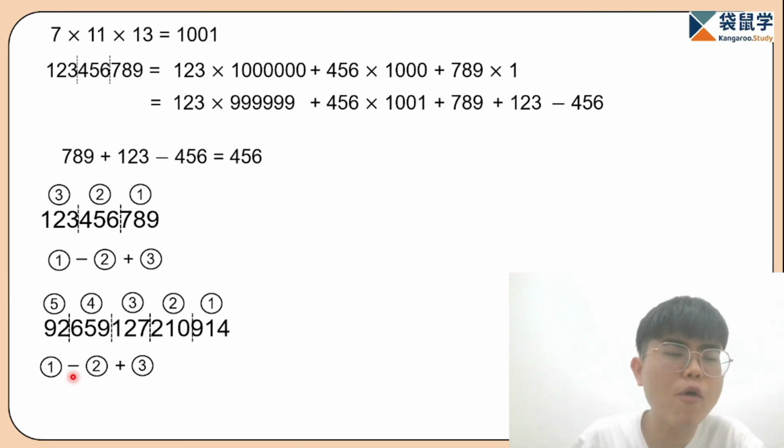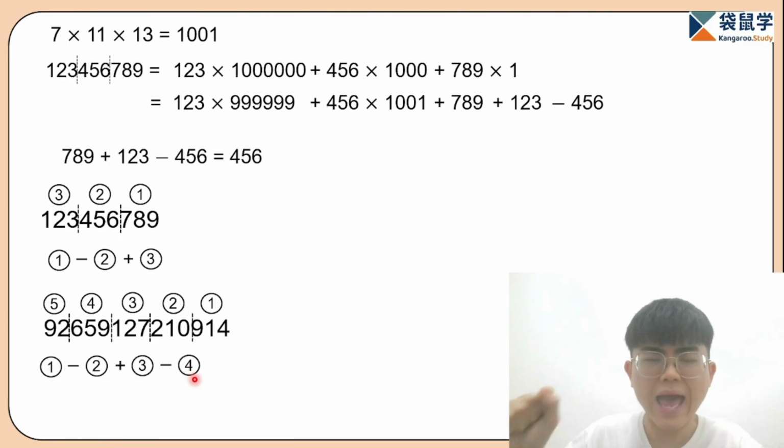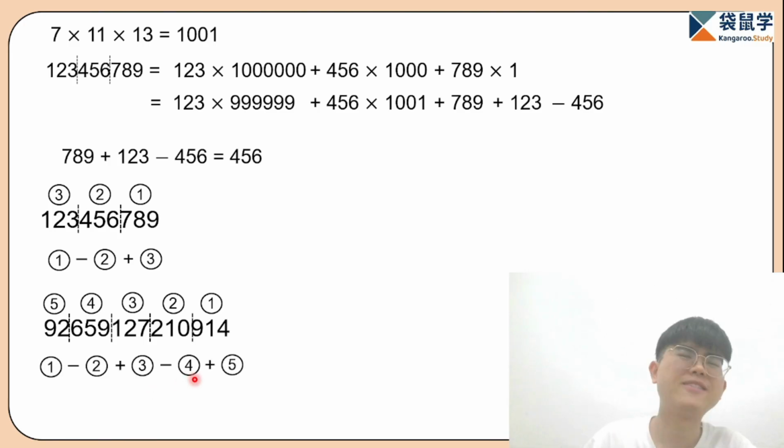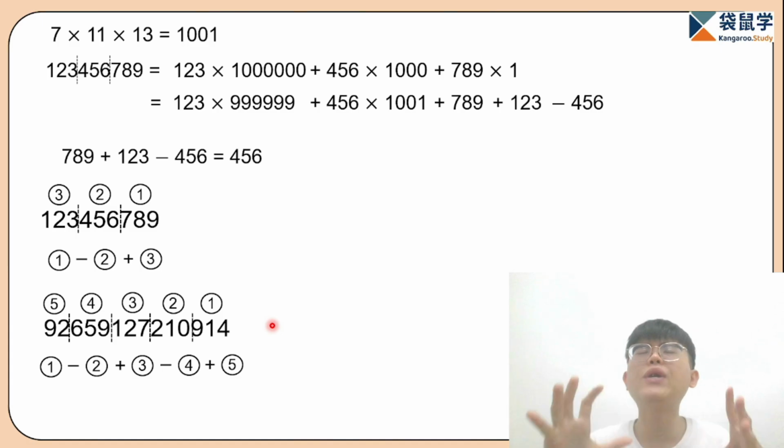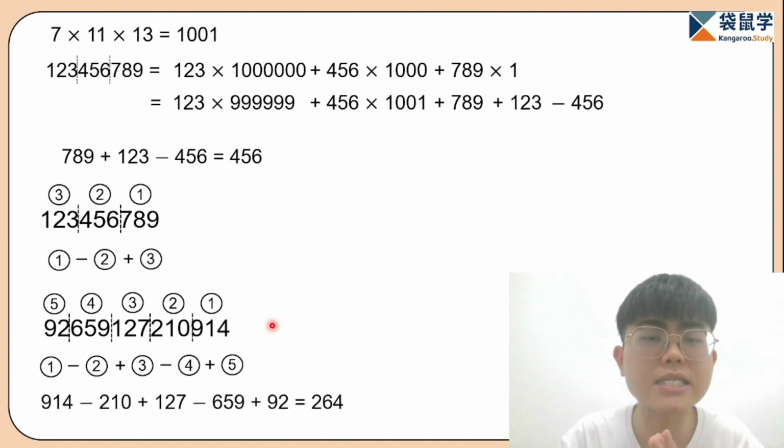Everyone, you can see that it will follow the pattern here: minus, plus. So for the next one, we minus the fourth part and we plus the fifth part. Alright, so we try to calculate what we have here. We'll get that it is 264.